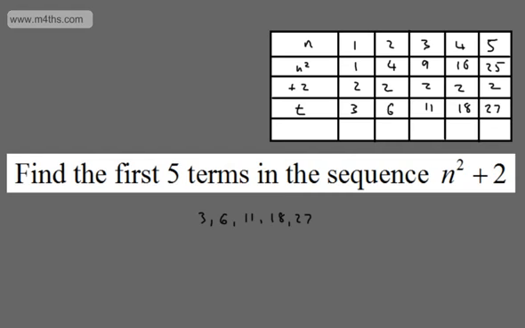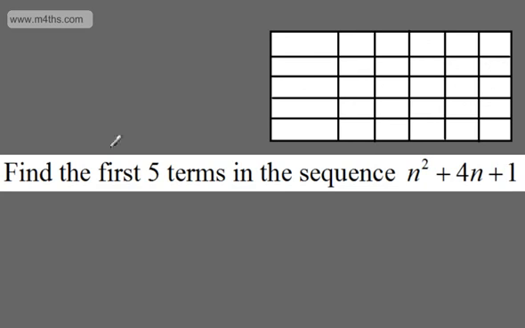So let's look at generating another one. We're asked to find the first 5 terms in the sequence n squared plus 4n plus 1. So if we have n, we can have 1, 2, 3, 4, and 5. What we're going to have is n squared, then 4n, which we're going to add, and then plus 1. So we're going to have 1, 4, 9, 16, and 25.